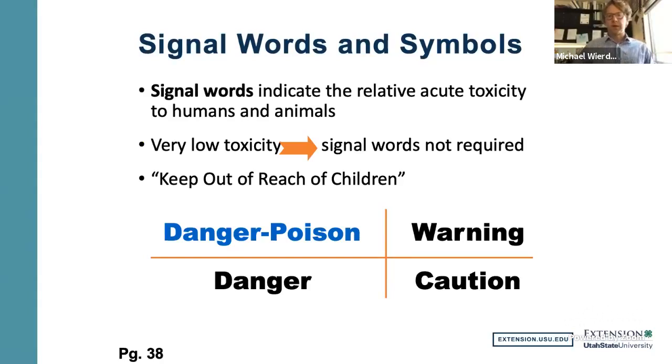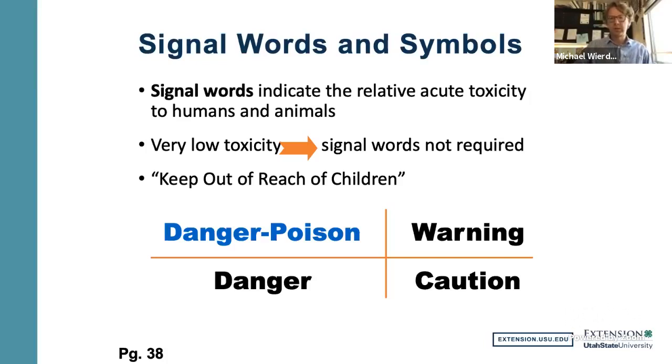Signal words appear on all pesticide labels. The signal word on a product label indicates its acute toxicity to humans and animals. It's the wake up and pay attention hazard statement that's on the label. Almost all professionally used pesticides have signal words. Only those products with very low toxicities are exempt from requiring a signal word on the labels. However, all labels include the statement, "Keep out of the reach of children."